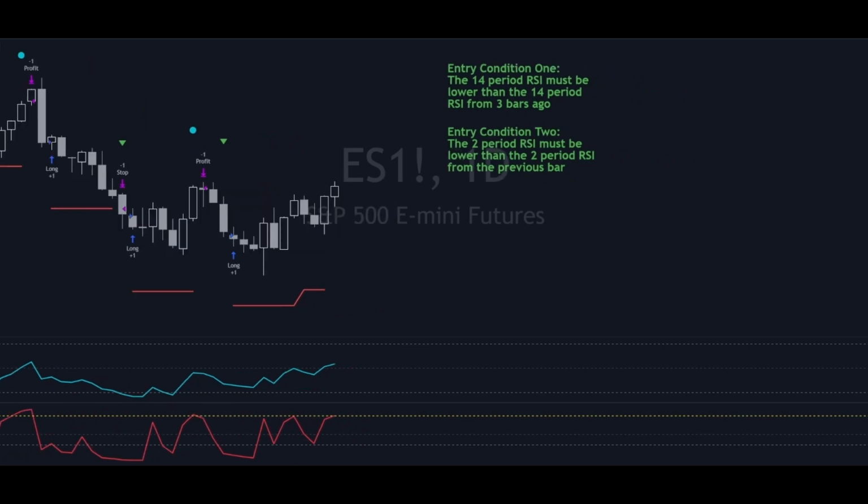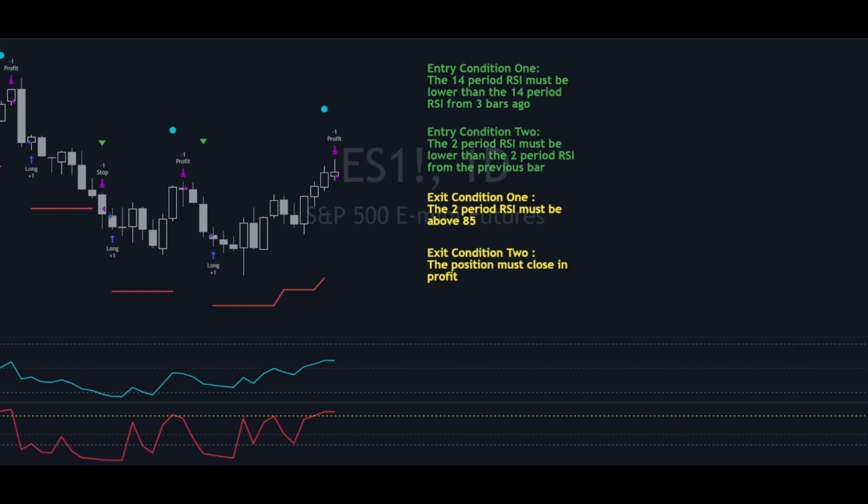Now for the exit conditions. Exit condition 1 is that the 2-period RSI must be above 85, which is why we marked it off initially. And the second exit condition, which is standard across all these strategies, is that the close must have the position in profit. For the exits, the code has also placed a blue dot over the bar that triggered the exit conditions. By hovering on this blue dot, we can see the information from the RSIs that triggered the exit condition.